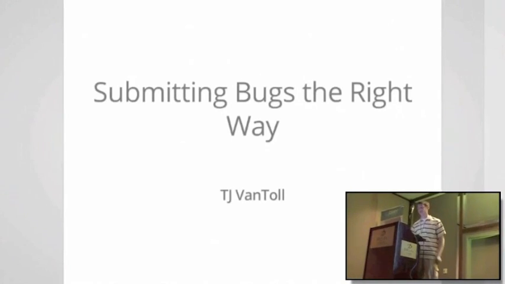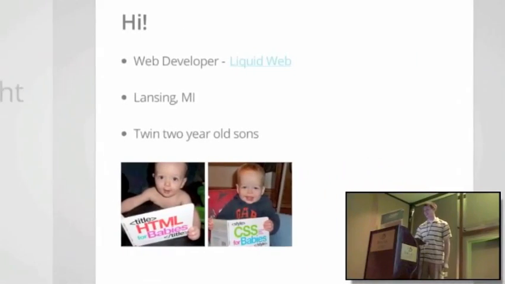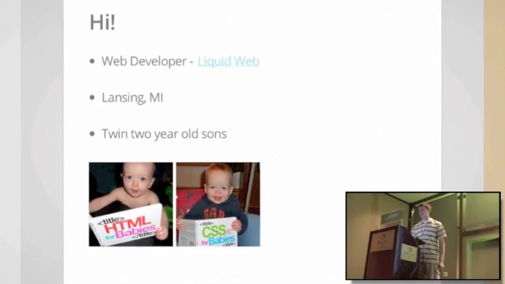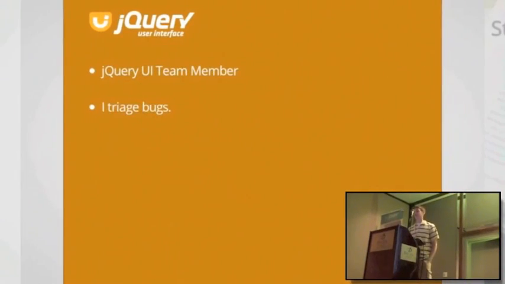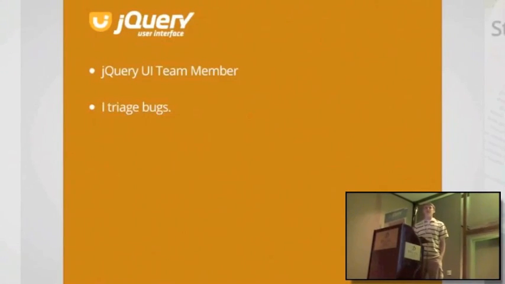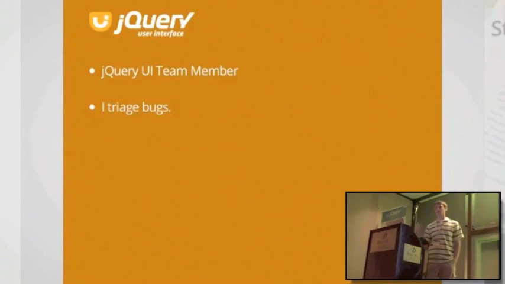I have two twin sons you can see there, and their mom is also a web developer, so they're pretty much doomed. But what you might care about for the purpose of this talk is I'm on the jQuery UI team, and I triage bugs for the project. And what that means is when new bugs come in, I'm usually one of the first ones to see them, take a look, see if they're actually valid bugs, see if they're reproducible, things like that.